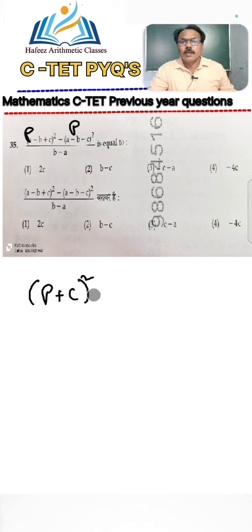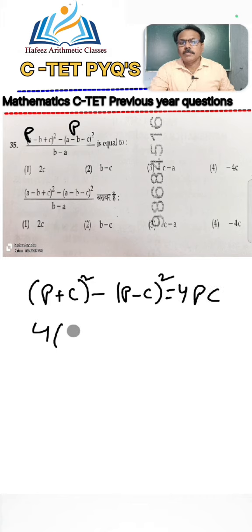Now our question is ((a minus b) plus c) whole square minus ((a minus b) minus c) whole square, divided by (b minus a). In this question, take a minus b as p. So p plus c whole square minus p minus c whole square is equal to 4pc. Here p means a minus b, so it is 4 into (a minus b) into c.